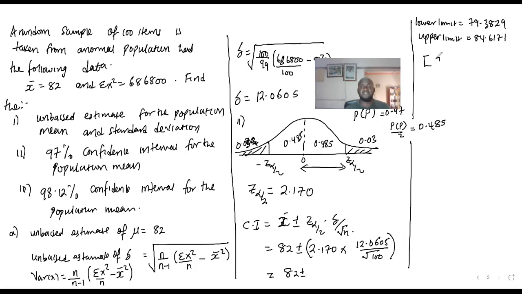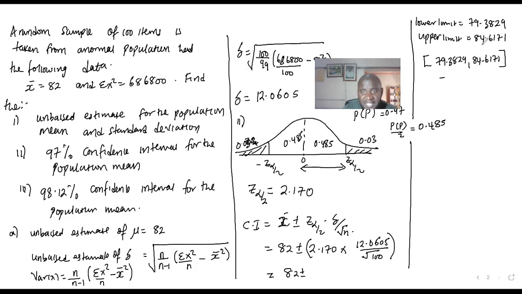The interval would be 79.3829, 84.6171, close brackets. So does 82 lie within those two? Yes, it does. If it does, then you have got the correct confidence interval and you are at 97% confidence that the mean lies between those two values.